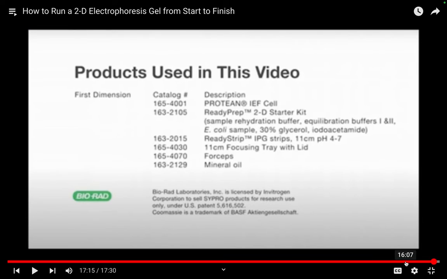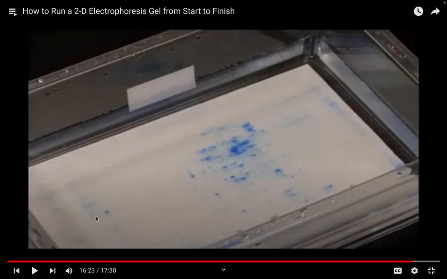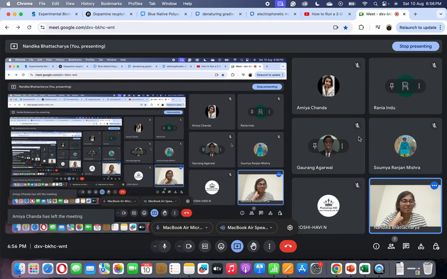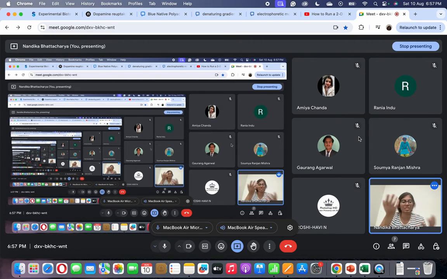He's not going to show us the gel, so we'll go back. So here, extreme left, this was the marker, if you remember, that we loaded. And these are all the spots that we got in the 2D gel, right? Which looks familiar. So that was just an example of how we can run a 2D gel.